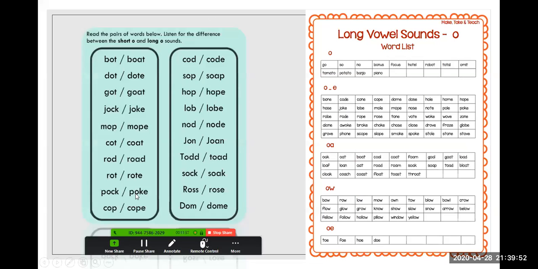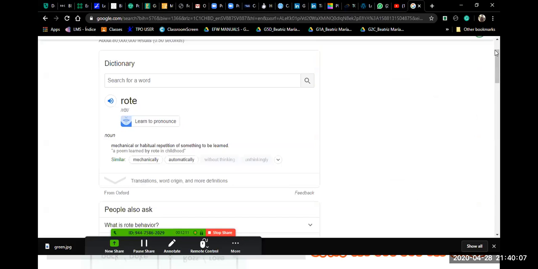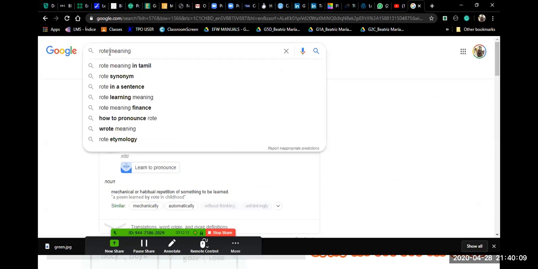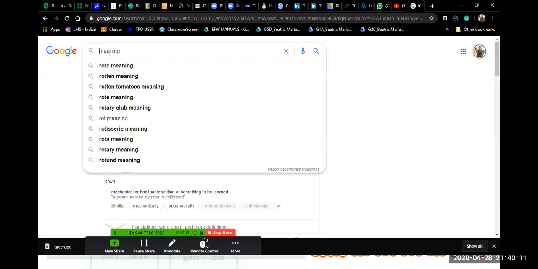Then we have poke. You know what poke is? When you do this to somebody, you poke him or you poke the eye. You say, oh, you poked my eye. That's to poke your eye. It's to do this on your eye. That's to poke. Okay. And the last one, it's cope. Cope means to be with somebody, but I just want to double check.